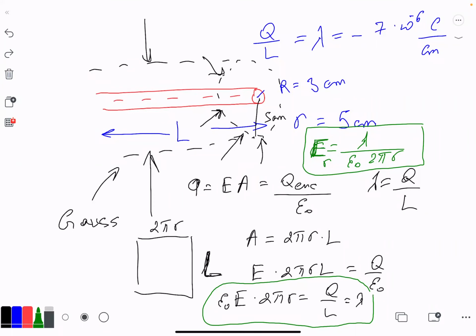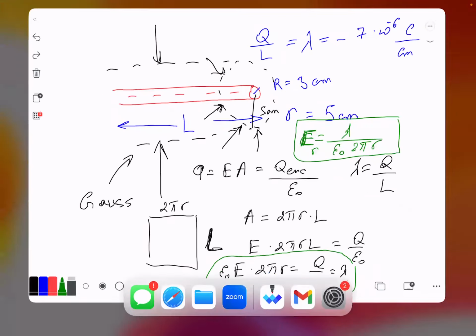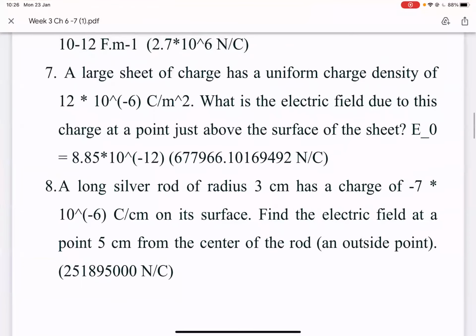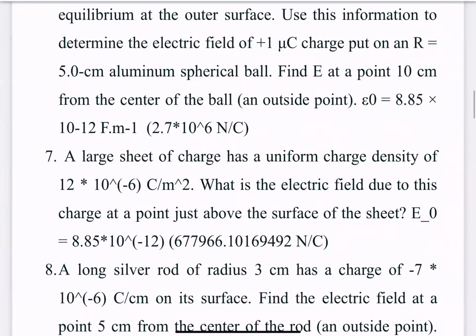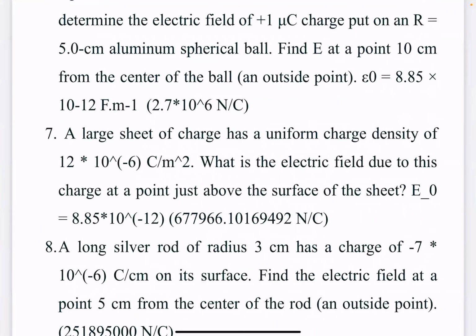Any question? Okay. To better understand the previous question, we have to solve problem number 7.